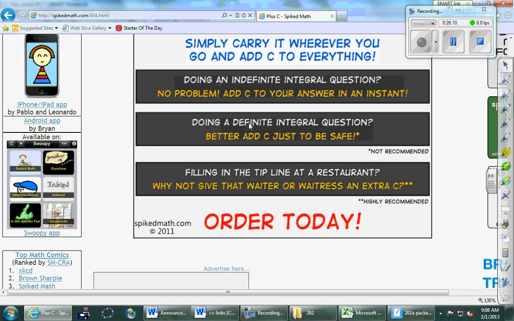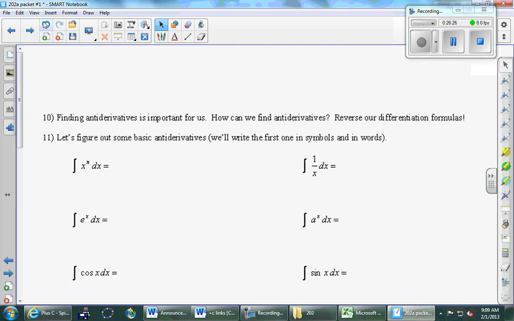If you're doing a definite integral, this is better: add the C just to be safe, but then there's a star. Don't do that because the answer will not have C in it. And then if you're at a restaurant, give the waiter or waitress a little extra plus C on their tip. It's very convenient. All right, next page.